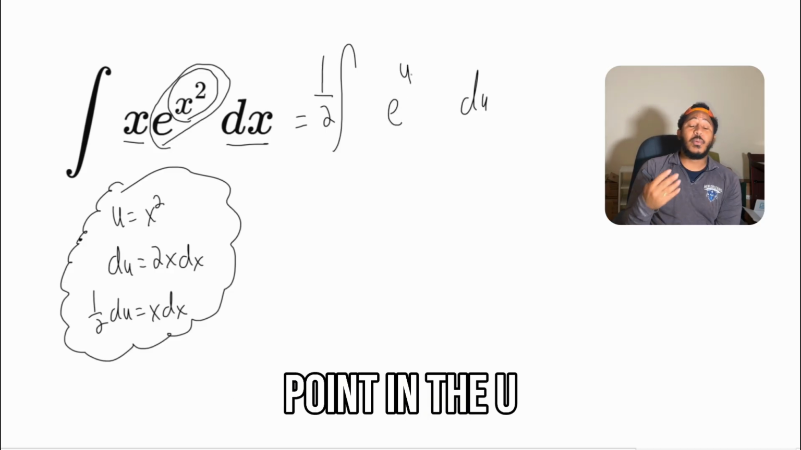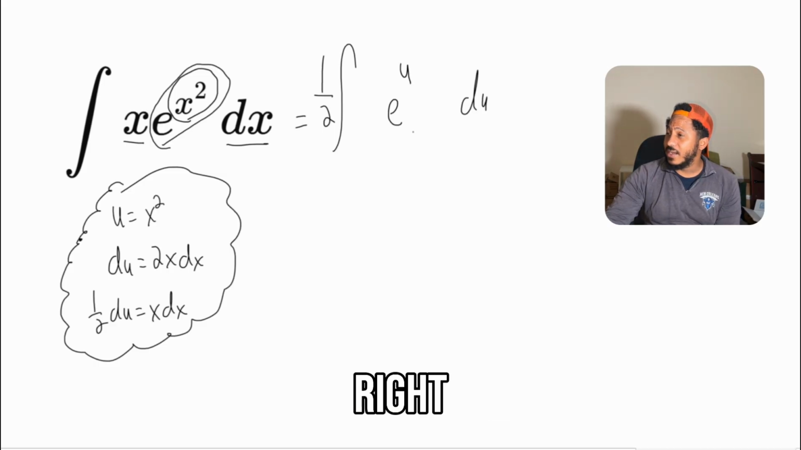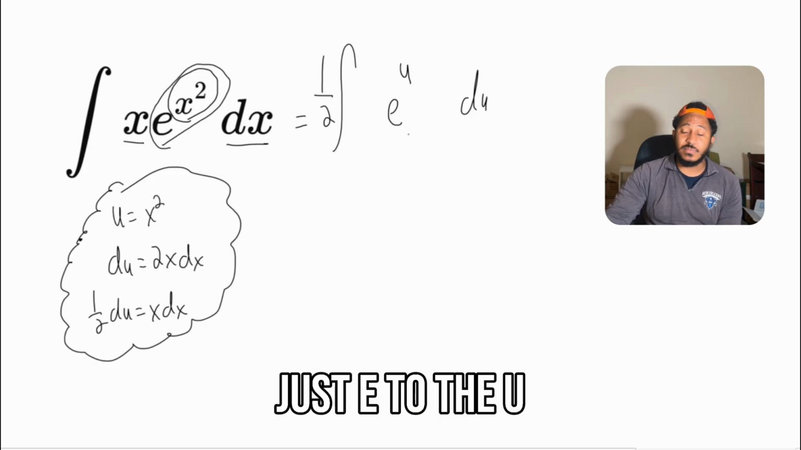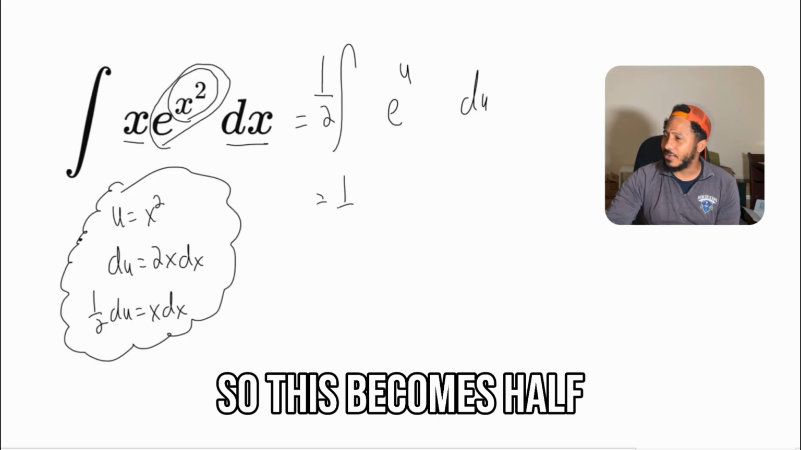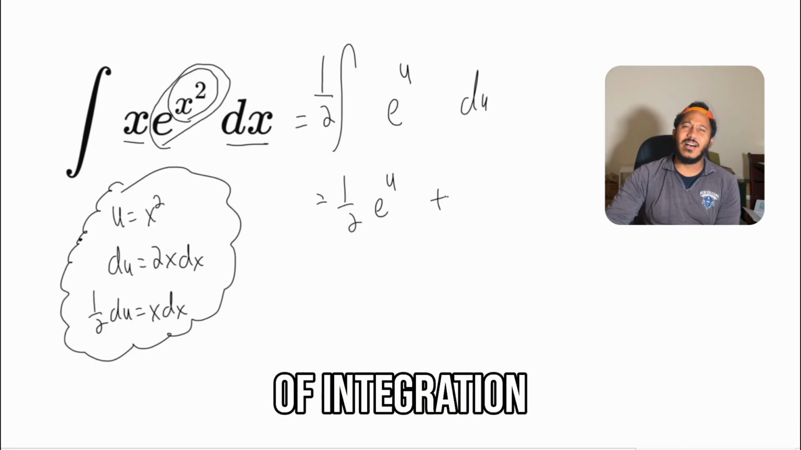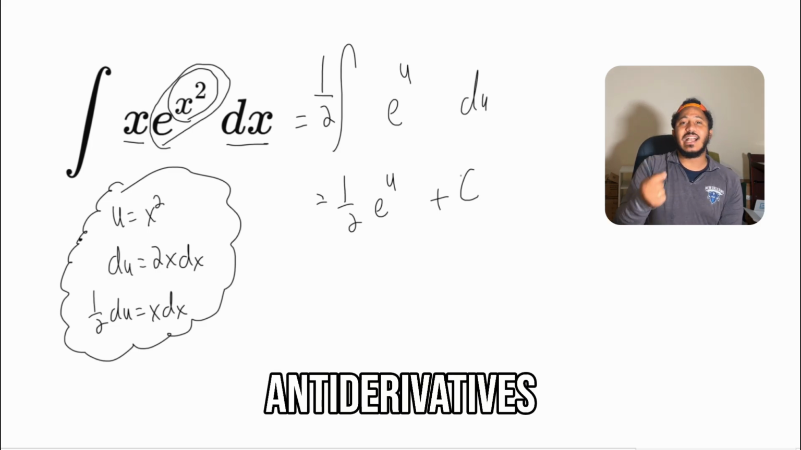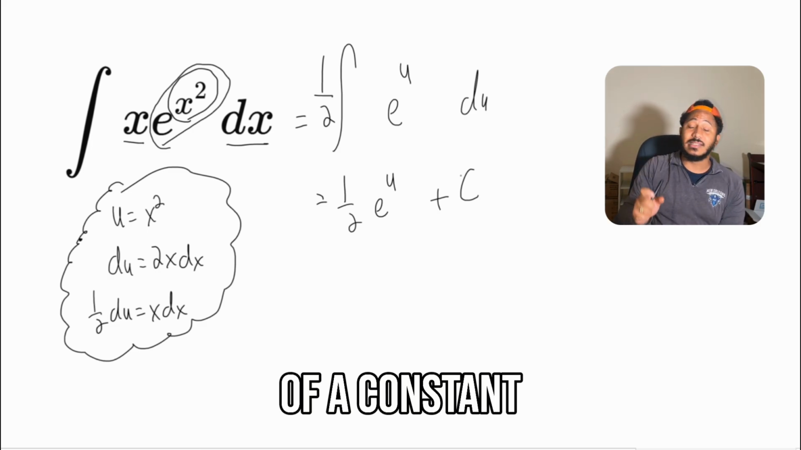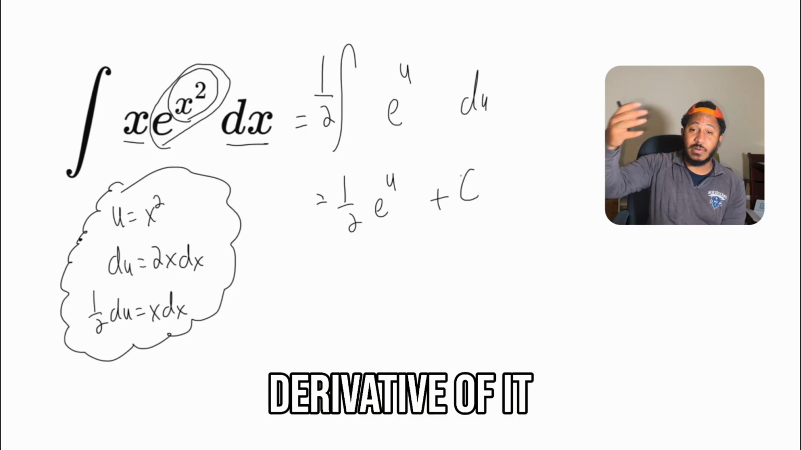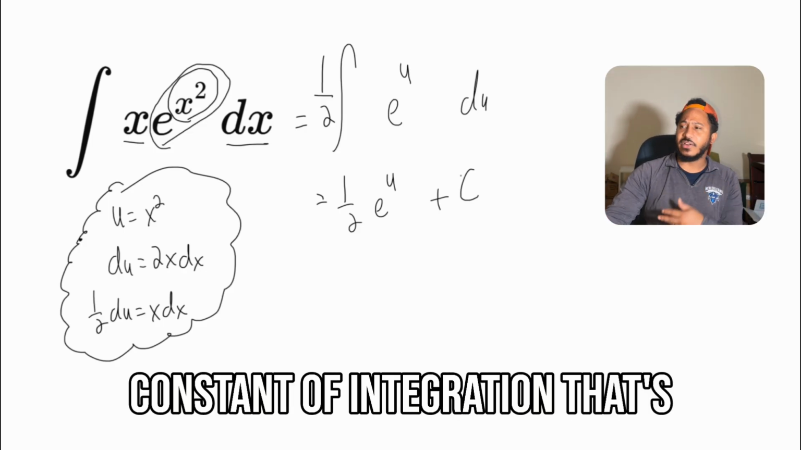The whole point of the u-subs is hopefully it's a lot easier integral to integrate. This is. The integral of e to the u is just e to the u. So this becomes half e to the u. Now once we're done integrating, don't forget that possible constant of integration. Again, integrals are anti-derivatives, so when I take the derivative of a constant, it becomes 0. So when we integrate, we have to consider there may be a constant of integration sitting there.